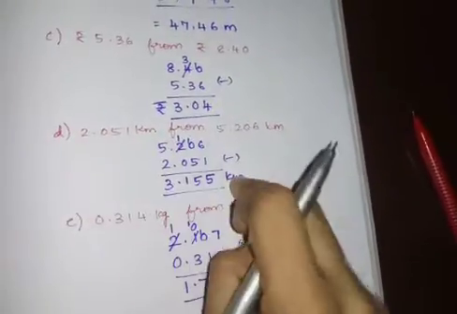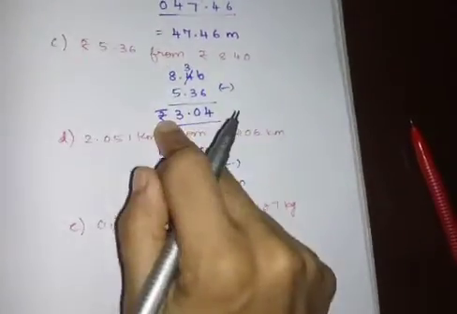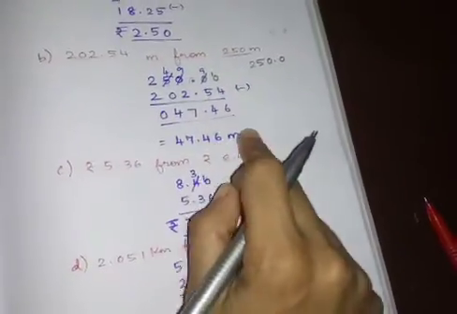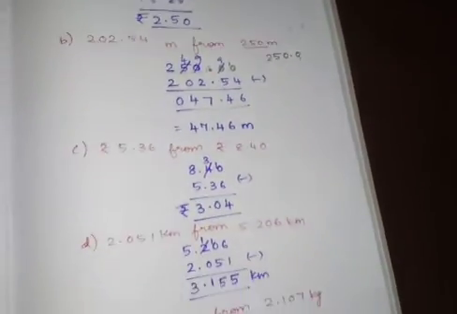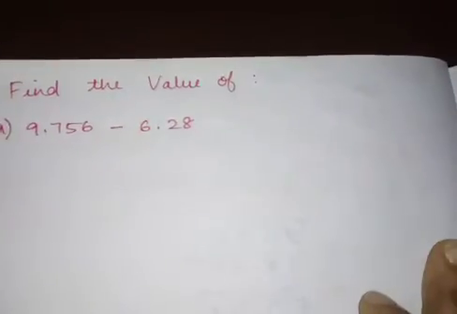So here kilometer, I wrote kilometer. Here rupees, I wrote rupees. Here meter, I wrote it as meter. Here rupees, I wrote it as rupees. Understood? Next is your second problem.